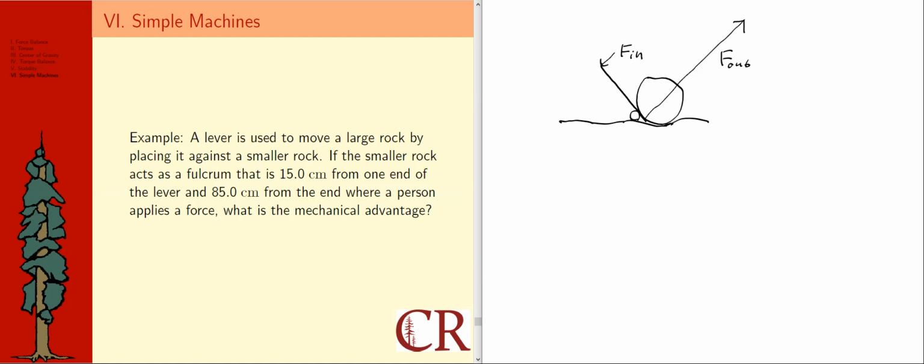A lever is used to move a large rock by placing it against a smaller rock. If the smaller rock acts as a fulcrum that is 15 centimeters from one end of the lever and 85 centimeters from the end where a person applies a force, what is the mechanical advantage?